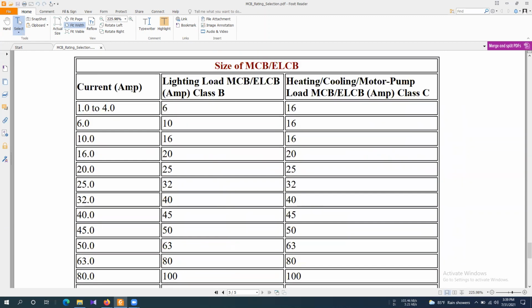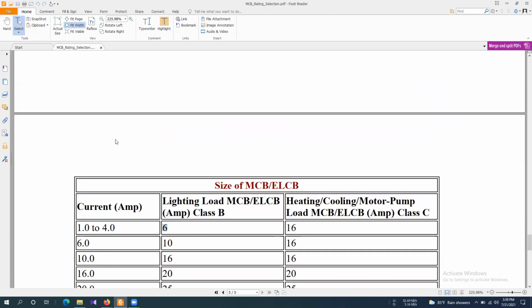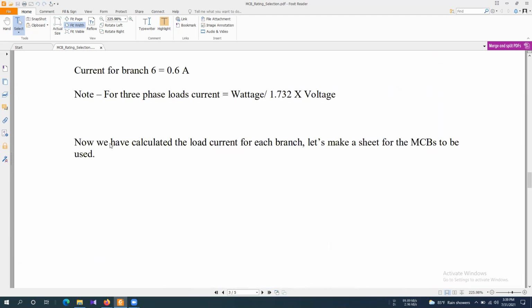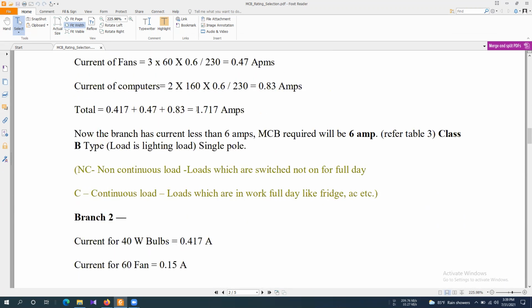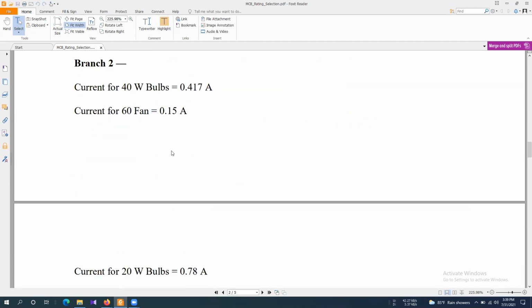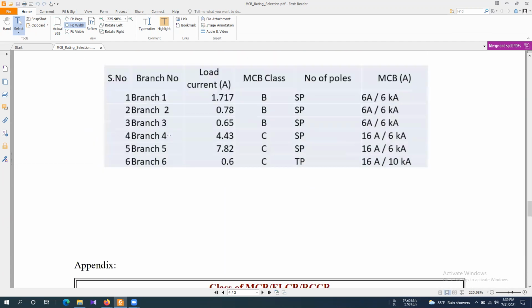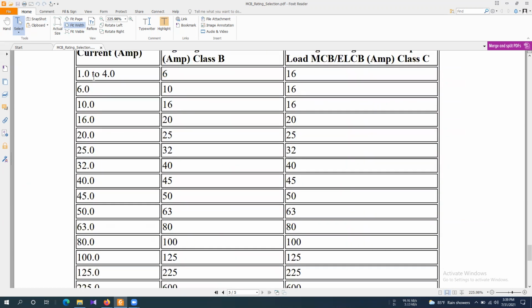You see, for a lighting type of load, as branch 1 is a pure lighting type of load, it is class B. So we need to look at this column. As the current rating is between 1 to 4 ampere, we can select the rating of the MCB as 6 ampere. Look at our current. The total current was 1.717 ampere in branch 1, right? So with this current, we will just check the availability. It falls into this range. So we will select the 6 ampere MCB.